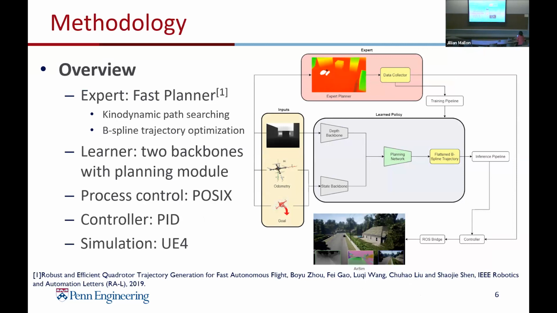But in practice, when using the framework, you can replace it with any expert planner you want, as long as the package is compatible with ROS. The learner is a neural network-based policy that has two backbones and a planning module. For the process control, since we are no longer able to use the standard gym-like interface, we instead use POSIX, which is a portable operating system interface, to directly control the learning process at a system level.